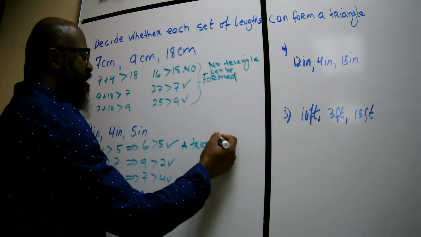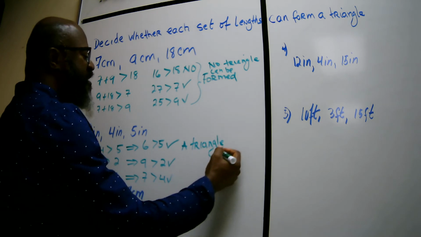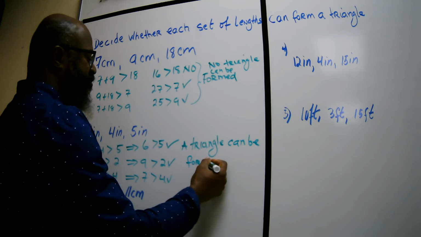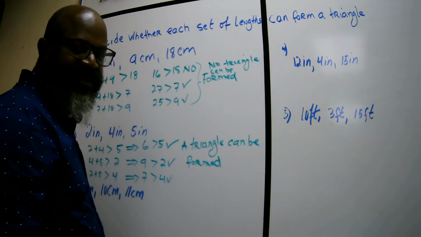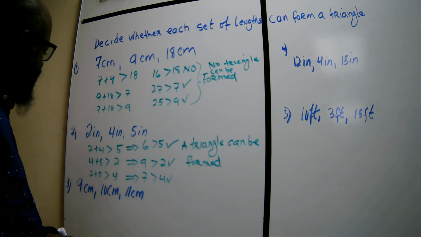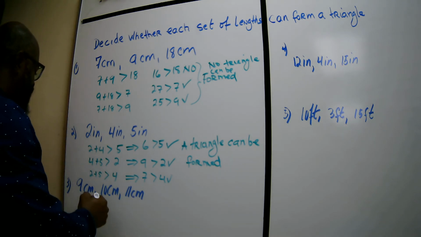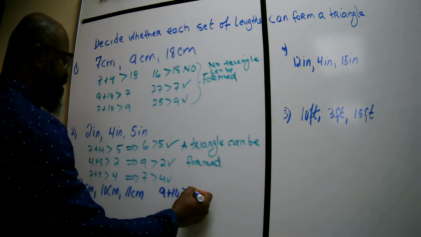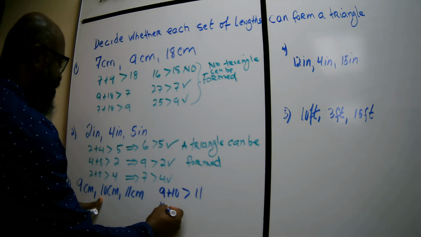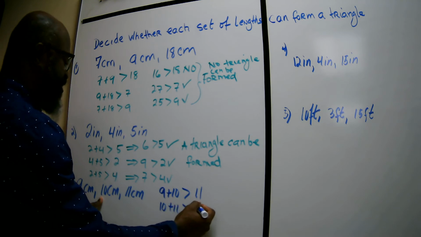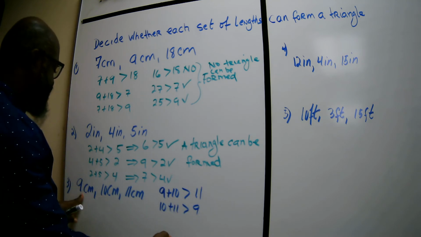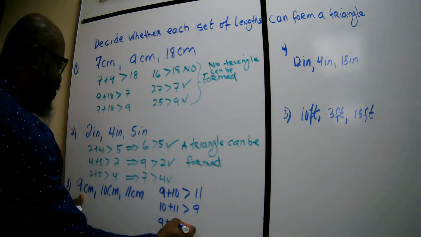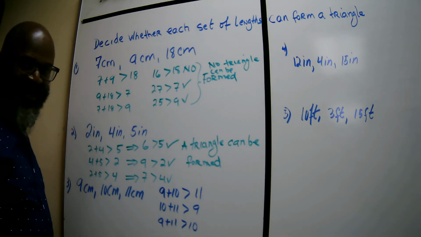Whenever you add two sides, the sum must be greater than the third side. So you must get yes each time. Once you get a no, you can stop the process. So let's try this one and see if we can form a triangle. I take 9 plus 10, which must be greater than 11. Then 10 plus 11 must be greater than 9. And 9 plus 11 must be greater than 10. So let's see if we get our 3 yeses.